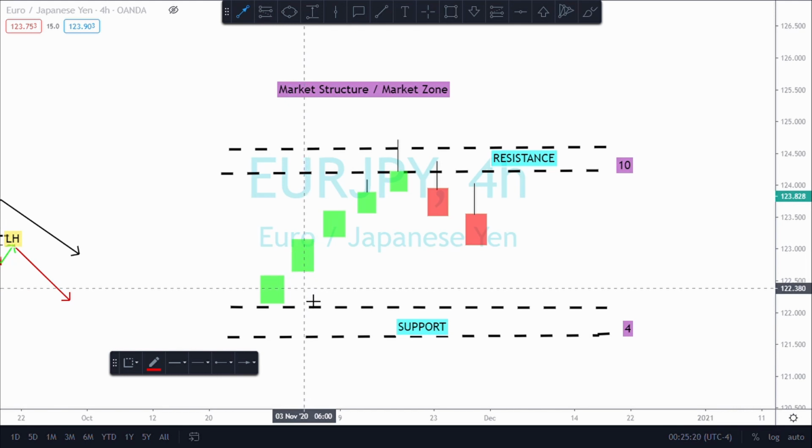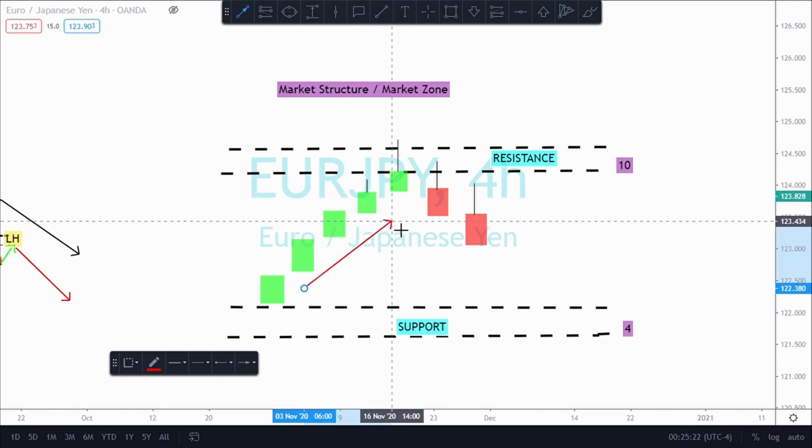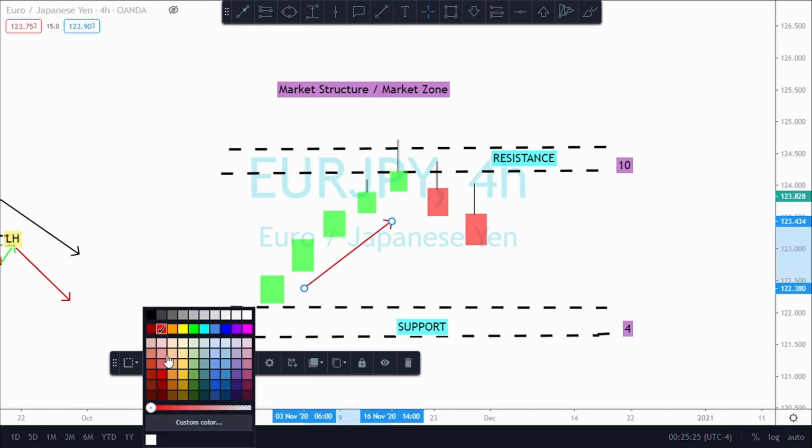So right here, for the color, sorry, I'm going to fix the color real quick.